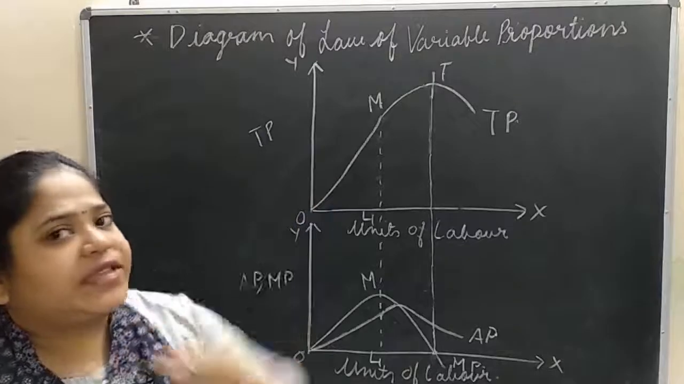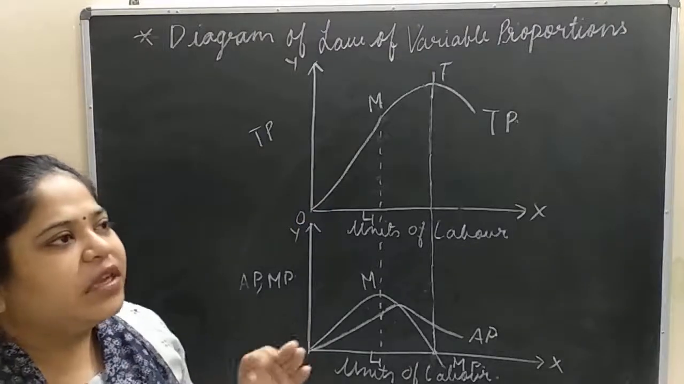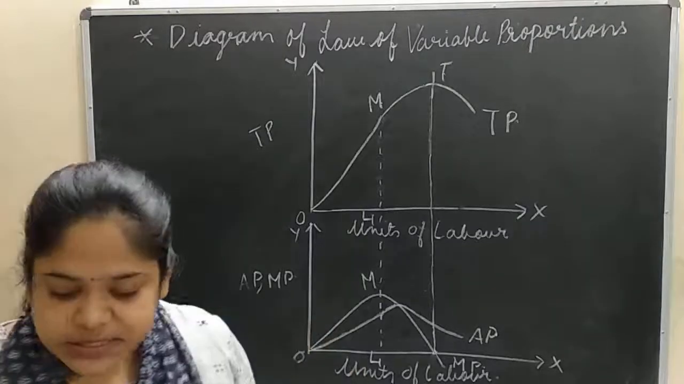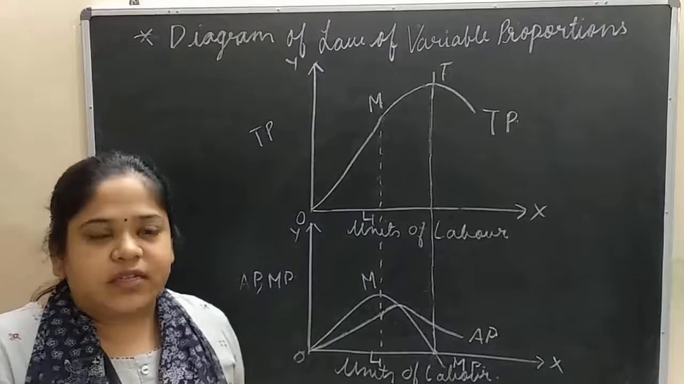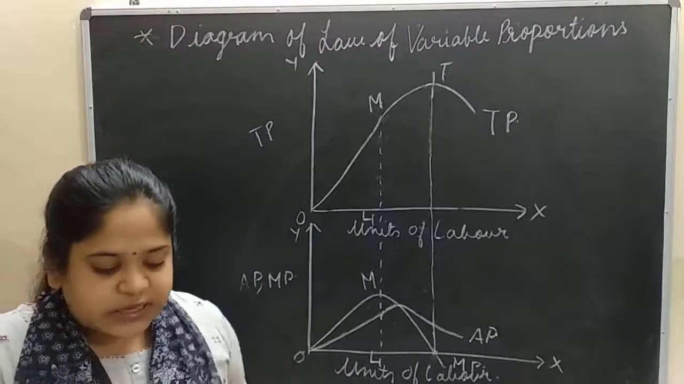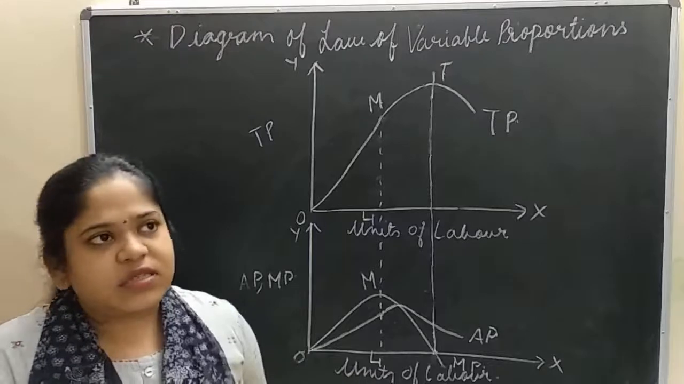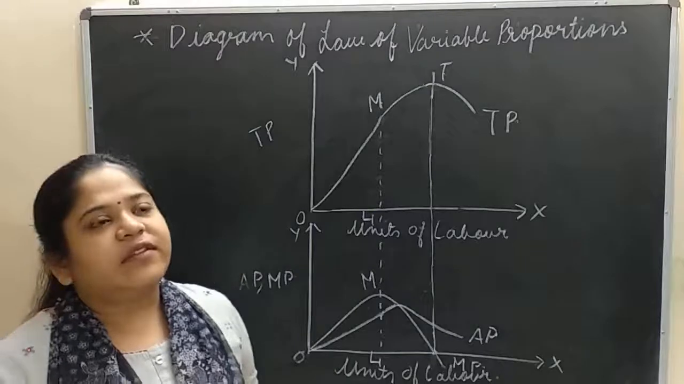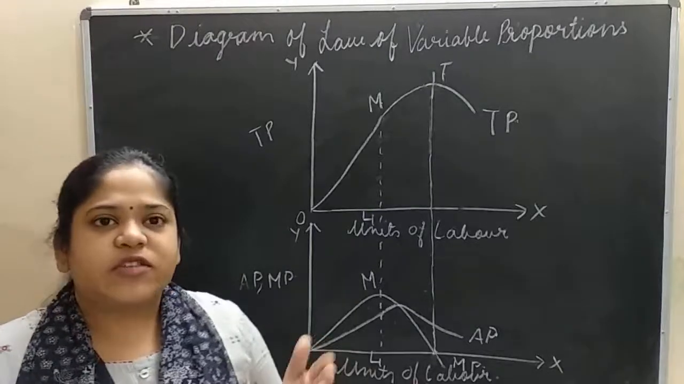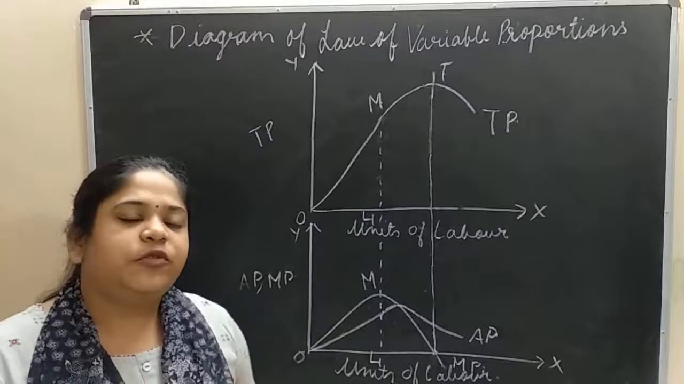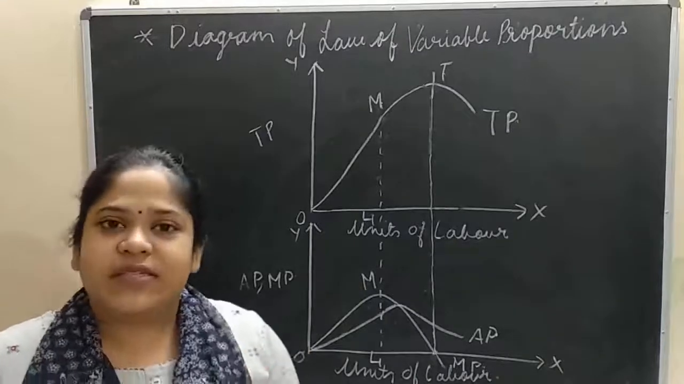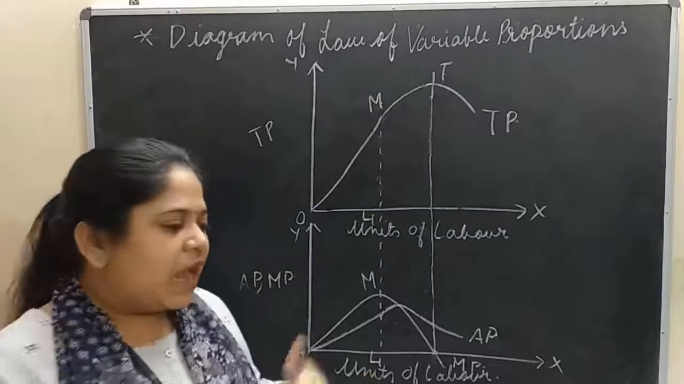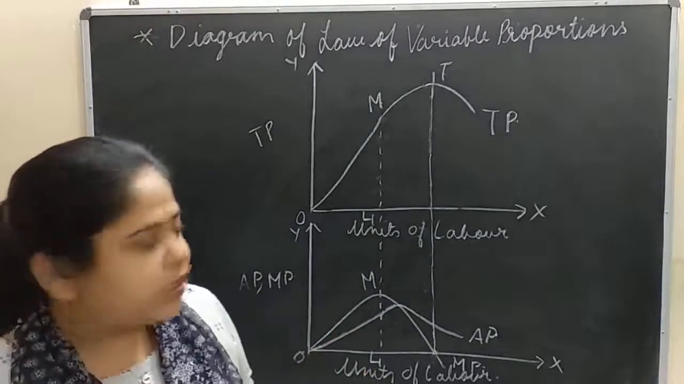we talk about the stages of production. There are generally 3 stages of production in case of the law of variable proportions. Stage 1 is the stage of increasing returns. Stage 2 is the stage of decreasing or diminishing returns, and stage 3 is the stage of negative returns. While I'll be explaining the diagram, this will be more clear to you.